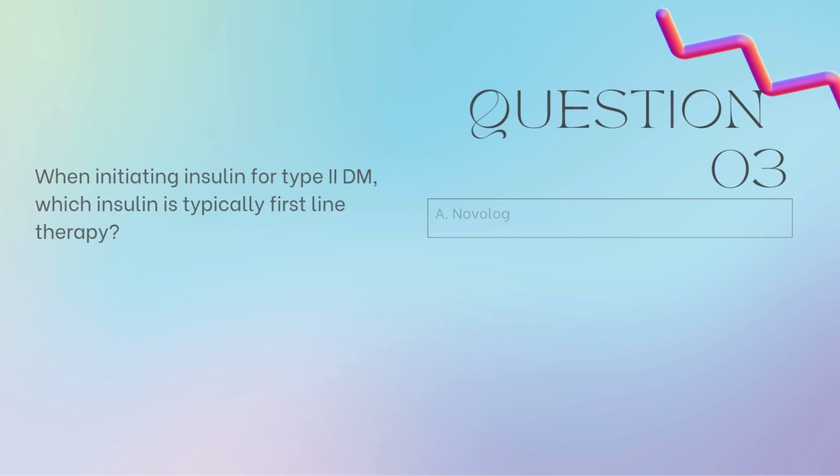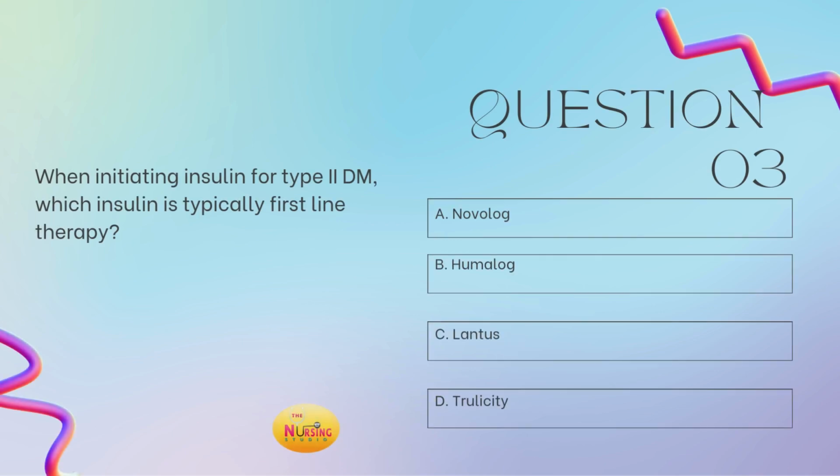Okay? And then lastly, question number three, when initiating insulin for type 2 diabetes, which insulin is typically first line therapy? Is it A, Novolog, B, Humalog, C, Lantus, or D, Felicity? Take a moment and tell me what you got in the comments. All right, you guys, so here the question still states, when initiating insulin for type 2 diabetes, which insulin is typically first line therapy.